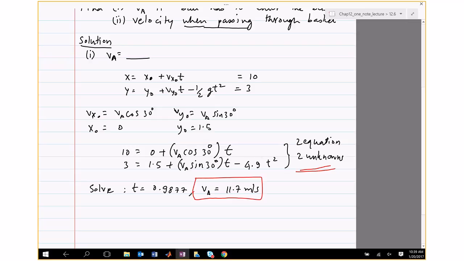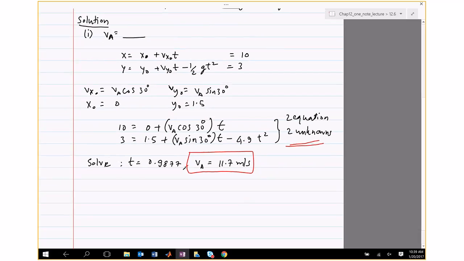Don't just throw out 11.7 and throw out another answer. We want to see how you did the problem. So if you write 11.7 and there's nothing on the paper, there's no way I can figure out if you genuinely understood how to solve the problem. So you want to write things down, express yourself on paper for the exams, for any exams. Okay, so that's solving for the velocity.